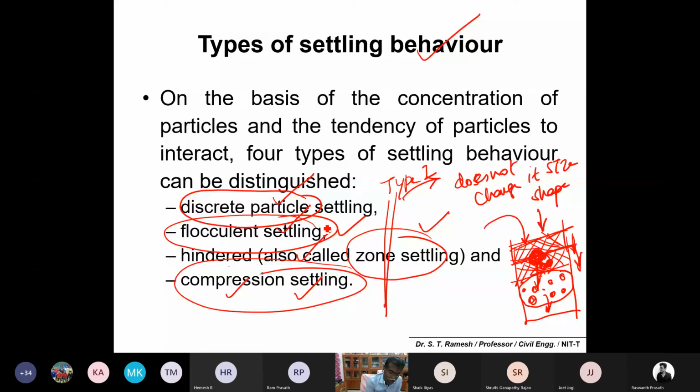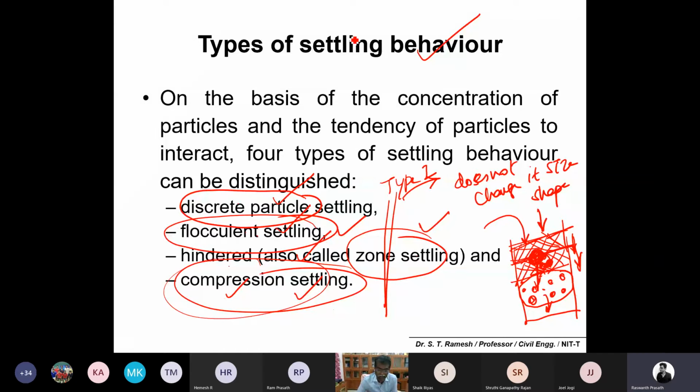So these two, 1 and 2, may happen in the water treatment plant, and 3 and 4 may happen in the wastewater treatment plants. Anyway, those two we are not going to discuss. In water chemistry we are going to discuss only these two, discrete and flocculent settling. Is it fine? Yes, sir.